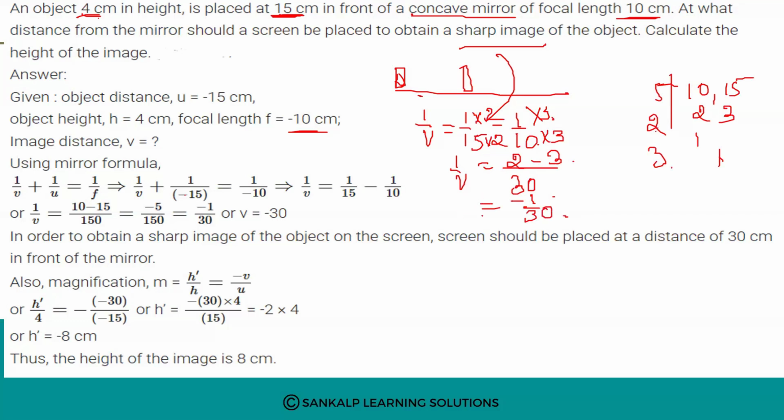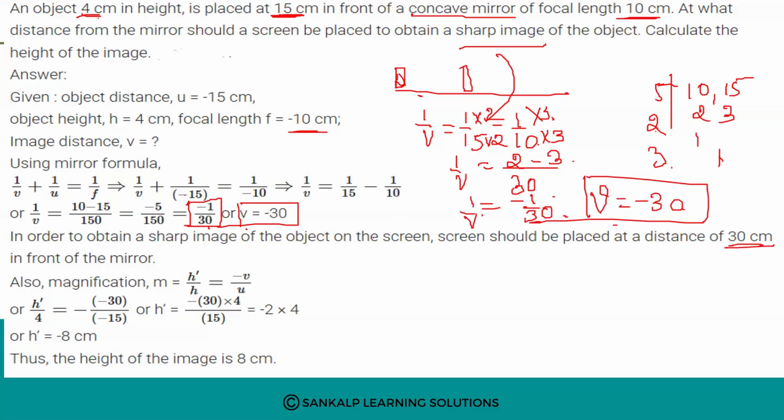Therefore, 1 upon v is minus 1 divided by 30. Then what is v? v is equal to minus 30. Yes or no? In order to obtain a sharp image of the object, the screen should be placed at a distance of 30 centimeter in front of the mirror.